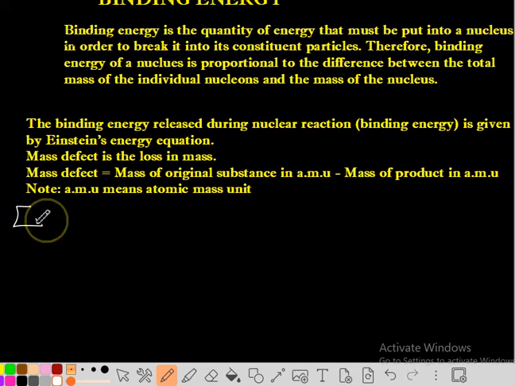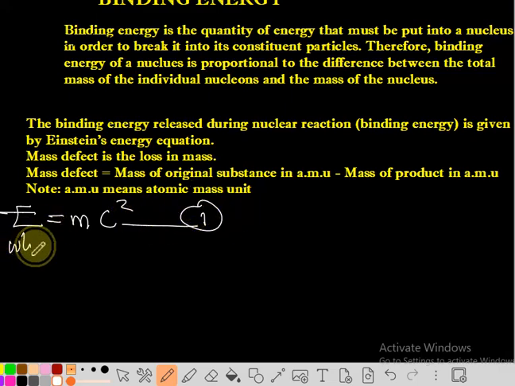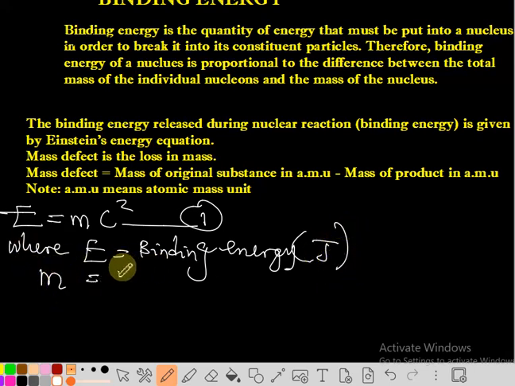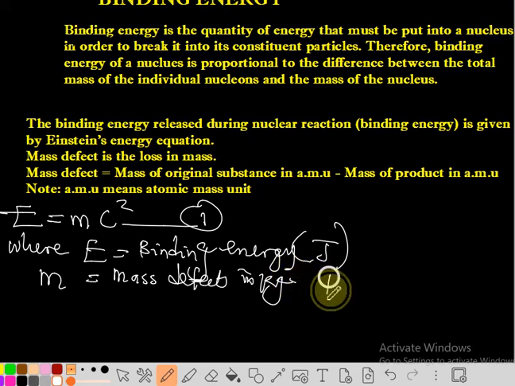as E equals mc squared, where E is known as your binding energy, and that should be in joules, and m is the mass defect in kilogram, or it could be in atomic mass unit.